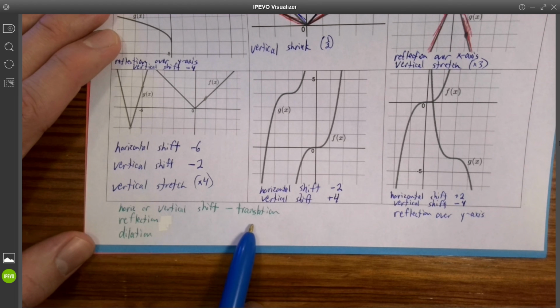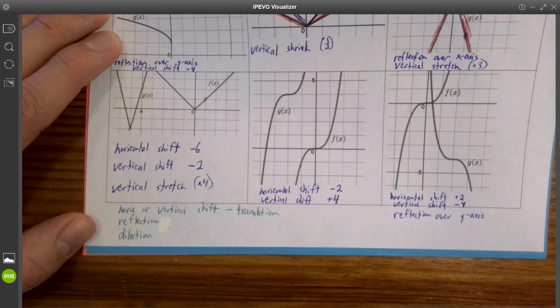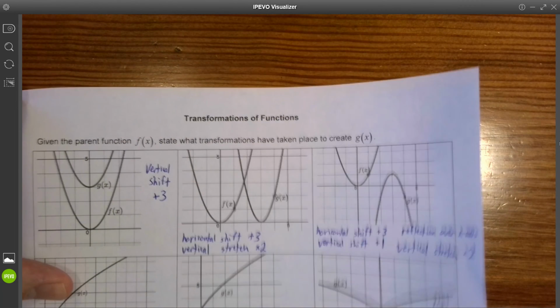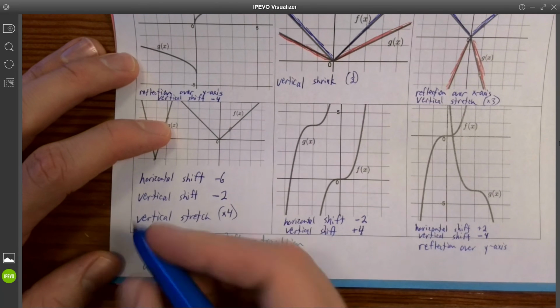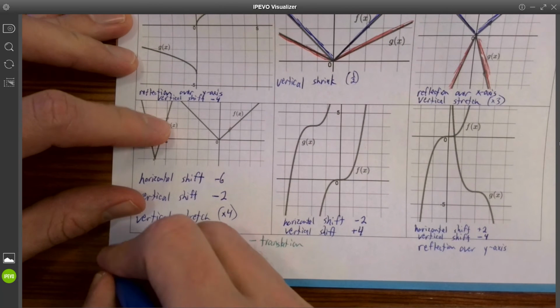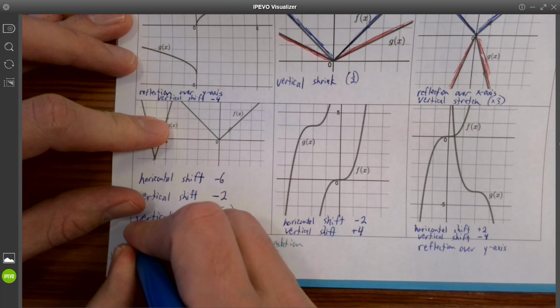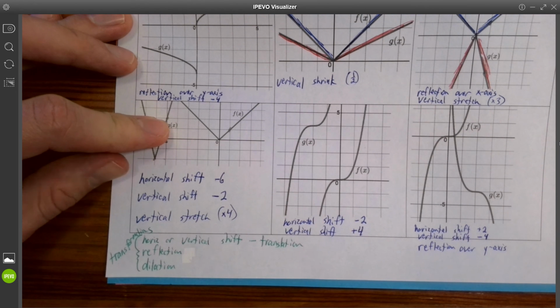So when you hear me say translating, okay, I'm just sliding things around. When you hear me say transforming, then we're doing any of these things. So all of these things fall under the category of transformations. Terrible handwriting, isn't it?